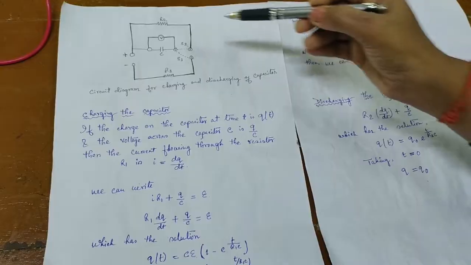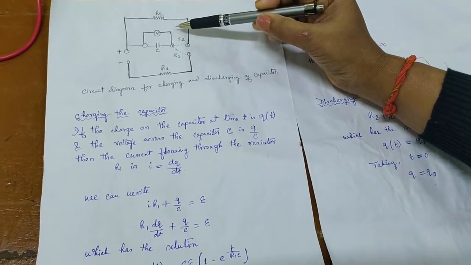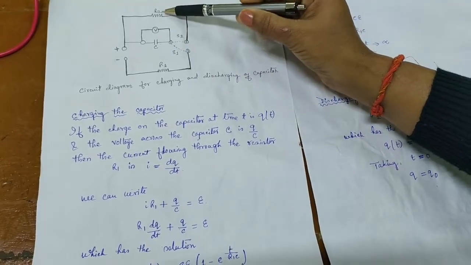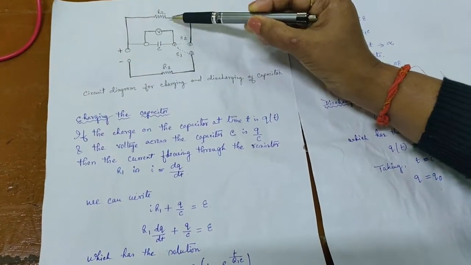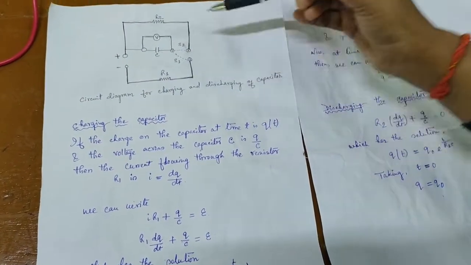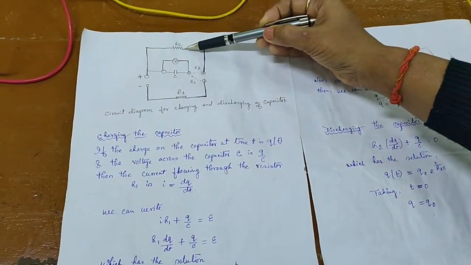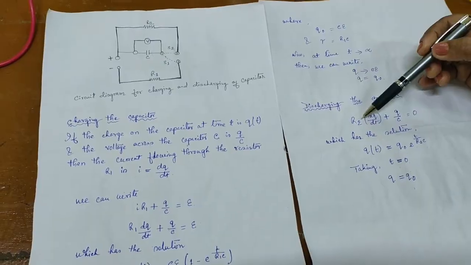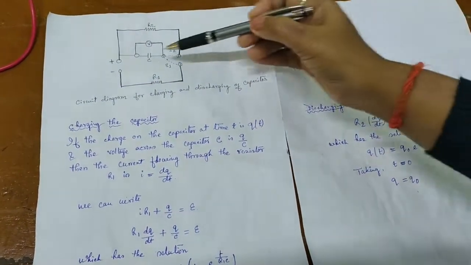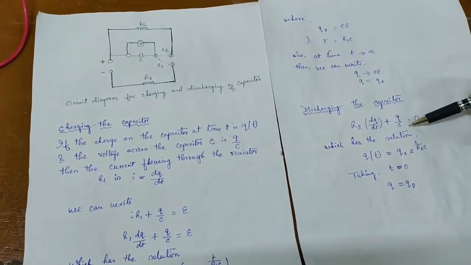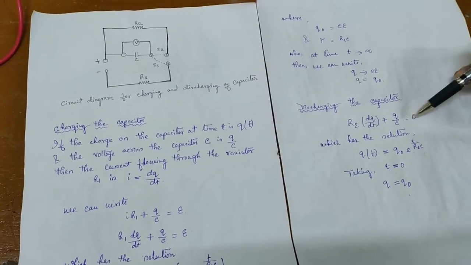Here also we are applying Kirchhoff's second rule. The sum of all the voltages across all the elements will be 0. So the potential across the resistor R2 is R2 into dq by dt, plus the voltage across the capacitor C, which is q by C, equals 0. So R2 into dq by dt plus q by C equals 0.